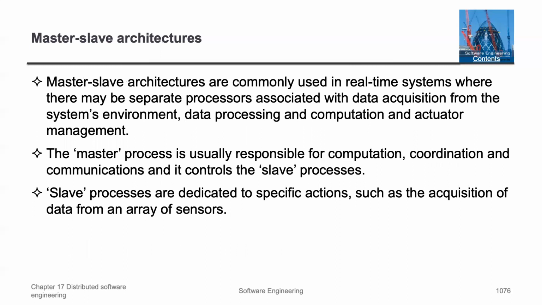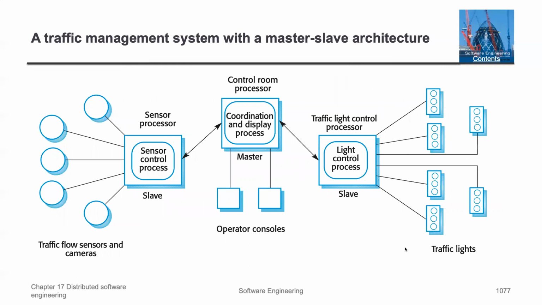Master-slave architectures are commonly used in real-time systems where there may be separate processes associated with data acquisition from the system's environment, data processing and computation, and actuator management. The master process is usually responsible for computation, coordination, and communication, and it controls the slave processes. Slave processes are dedicated to specific actions, such as the acquisition of data from an array of sensors.